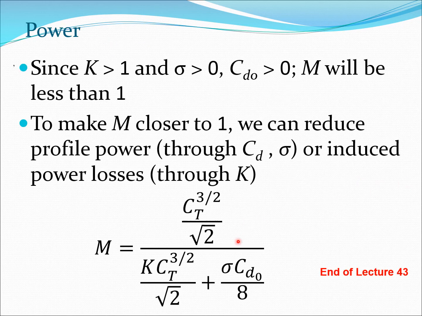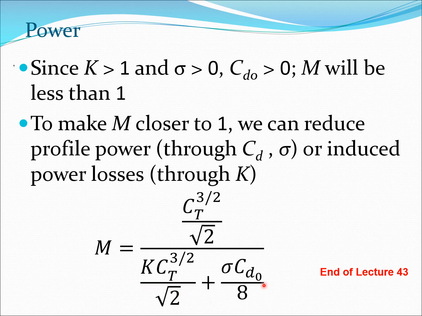But this equation does tell you a lot about rotor design, what you could do. Now if you look at it, you could try to make M as high as possible or as close to 1 as possible. There are a few things you could do. You could focus on profile power, and you can focus on profile power through CD and sigma. So these two particular values, you want to have them such that the profile power is as low as possible. And the second part is you can focus on K, which are the losses which are happening due to the various phenomena such as tip losses and so on. And if you can reduce that, then again your figure of merit would go up.